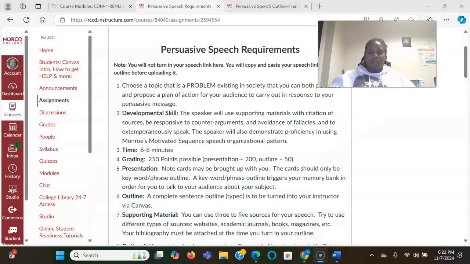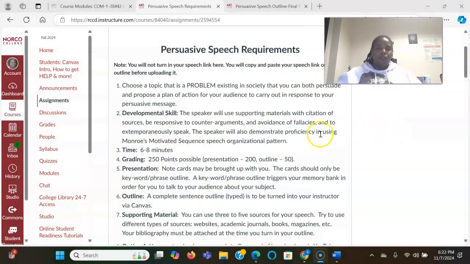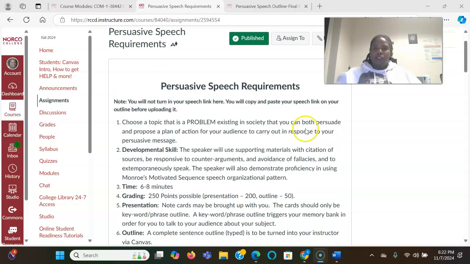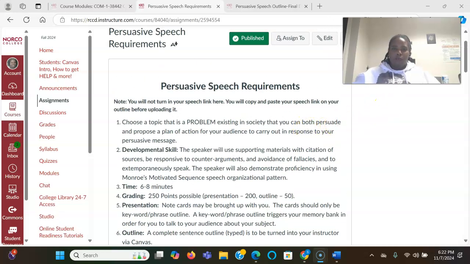All right, so I'm just going to spend a little bit of time reviewing persuasive speech requirements. Many of the elements are similar to those we had for the informative speech, such as incorporating research, making sure we're engaging the audience, and having visual aids. I'm going to review the outline because the format is a little bit different. We're going to be using Monroe's motivated sequence. But let's just go over a couple of ground rules.